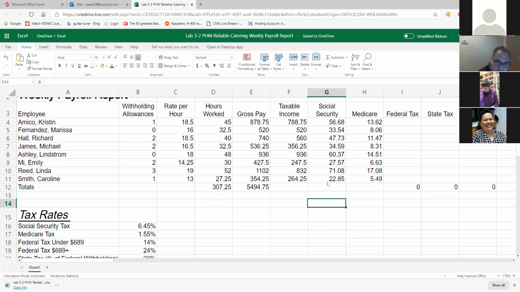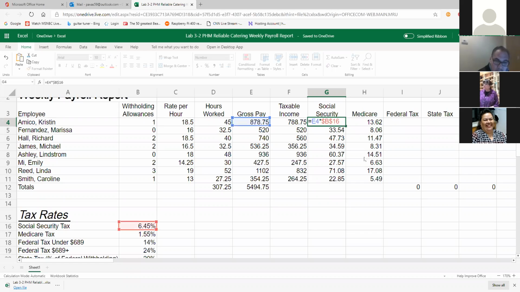Mr. Vasquez, for some reason, I don't have the Social Security. Can you give me the formula really quick? Yeah, let me double click it here. You have to use the absolute reference on that. So it's gonna be equals 4 times the gross pay times B16 and then the F4. Okay.